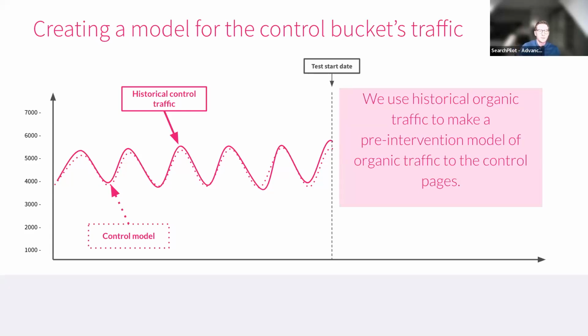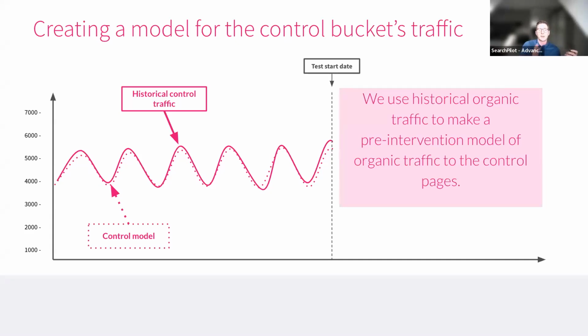So the first thing that we have to do is look at the historical traffic. So imagine you're a travel website, you want to run a test on 1,000 flight pages. We're going to make roughly 500 control pages and 500 variant pages. The first thing we have to do is look at the historical traffic levels for each bucket. So in this instance, we're looking at the historical traffic for the control pages.